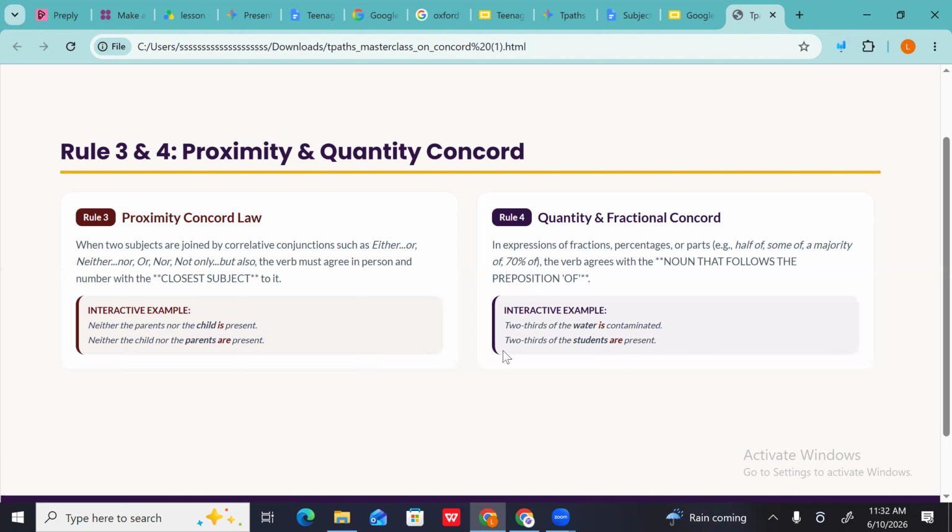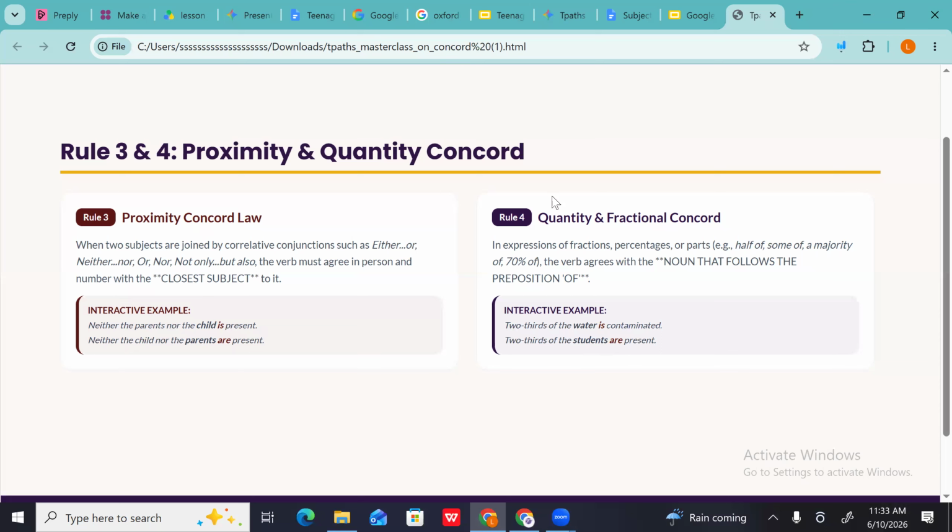The next one is 2/3 of the students. I told you that you should pay attention to the noun that follows of. 2/3 of the students. The students is what? Plural. So that would automatically attract what? A plural verb, which is are. Students are present. I hope you understand.